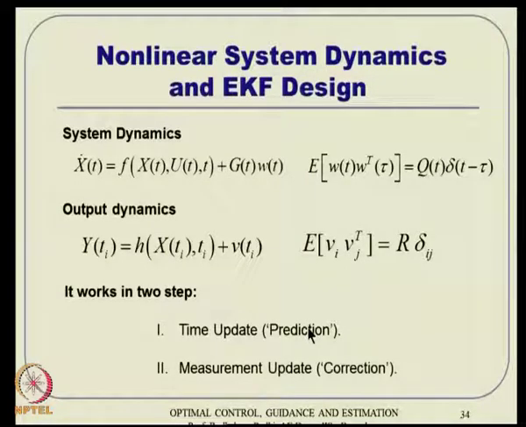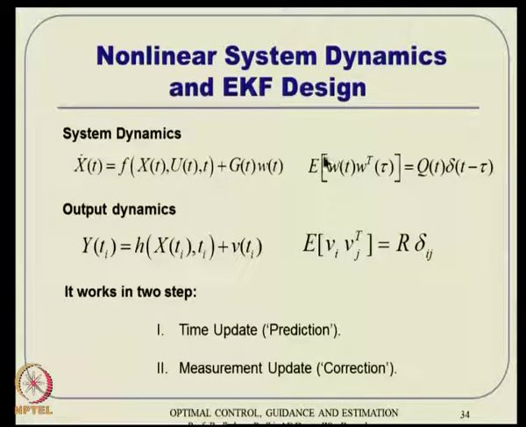Now, the math turns out to be something like this. X dot is now f of x, u plus g times w, not A x plus B u; it is in general nonlinear. And the output is also something similar. Typically EKF has various forms, but what is most commonly used is the continuous-discrete form. In other words, the system dynamics is continuous, but the output dynamics is discrete.